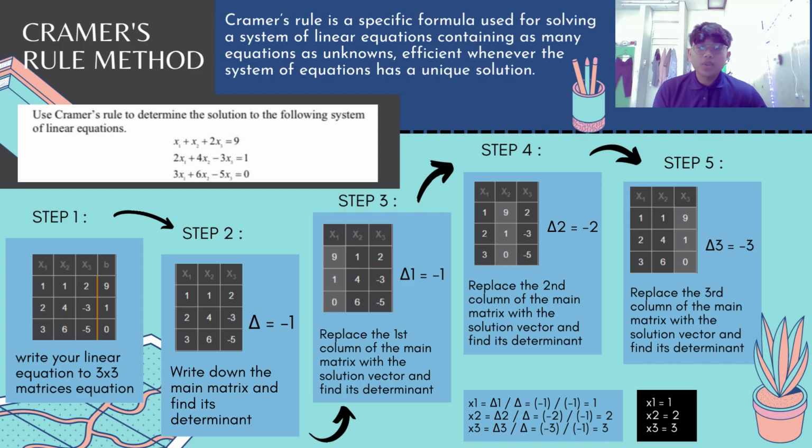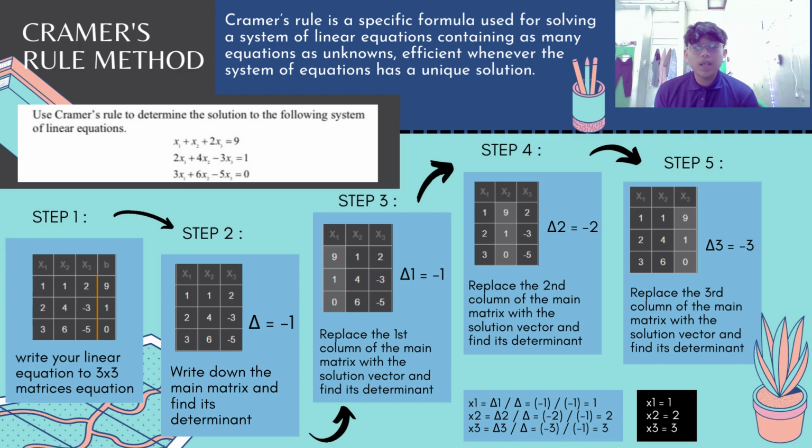Step 4, replace the second column of the main matrix with the solution vector and find its determinant. So the second determinant is -2. The next step is to replace the third column of the main matrix with the solution vector and find its determinant. The last step is to find x1, x2, and x3.